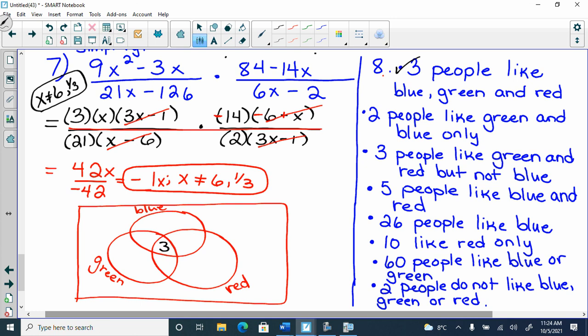How the heck do I subtract that? 2 minus 3, that doesn't even work. What the heck are you doing? It's terrible math. Horrible question. What the heck's up with you? And then I'm like, read again. So we go back and we read again. 2 people like green and blue. Oh, there's the word only there. Dag nabbit, I skipped it. Silly me. So, it's green and blue only.